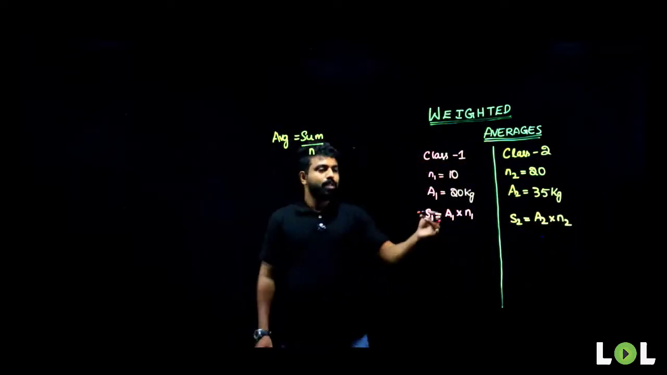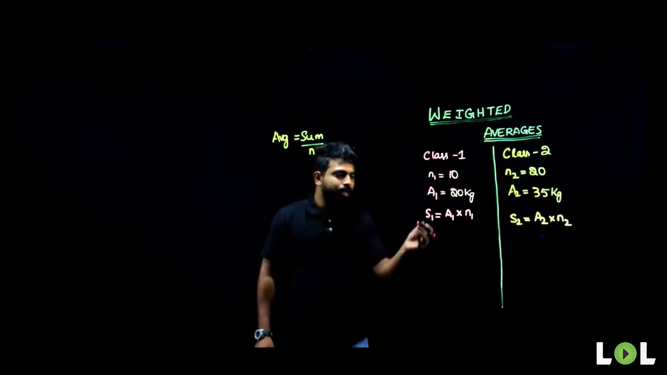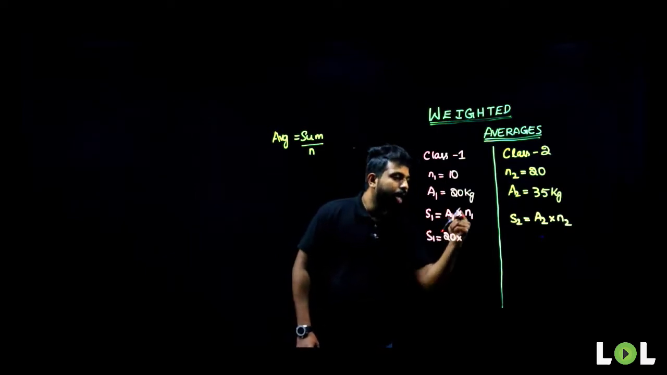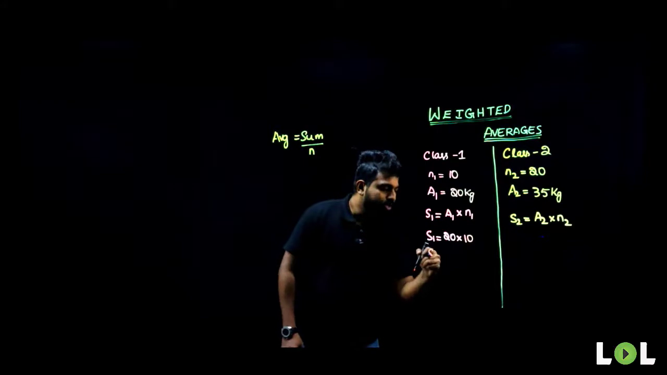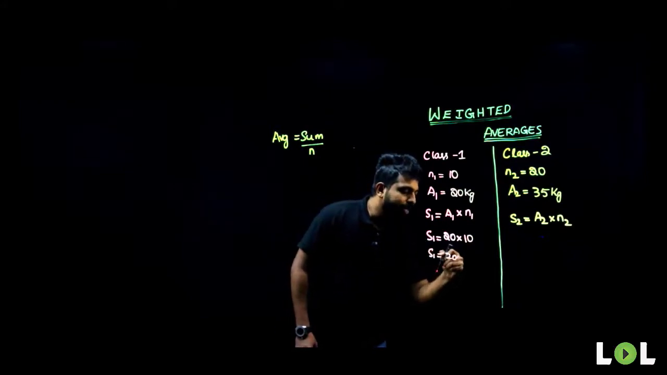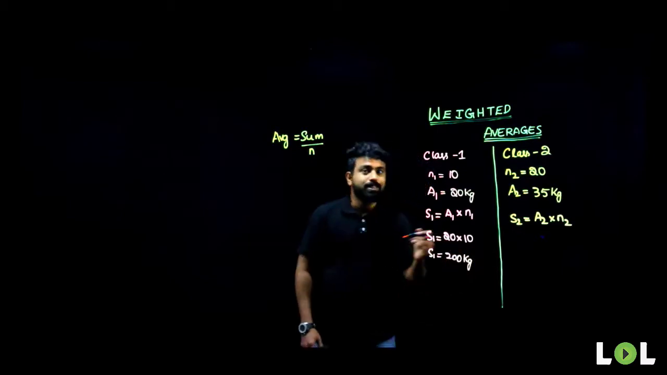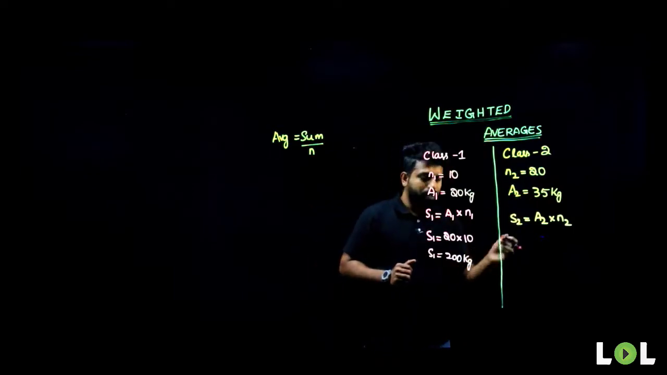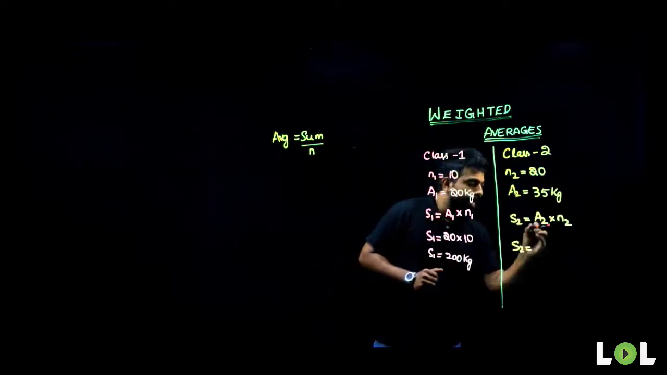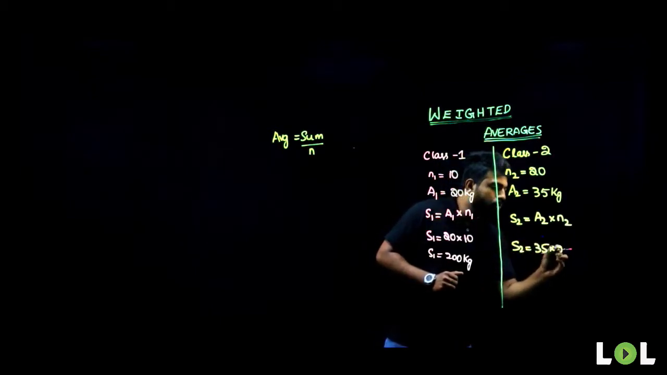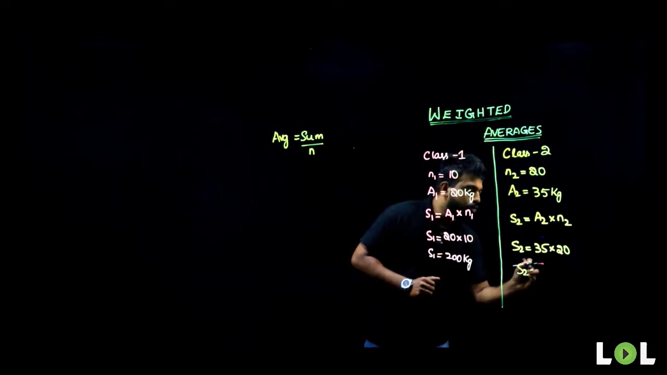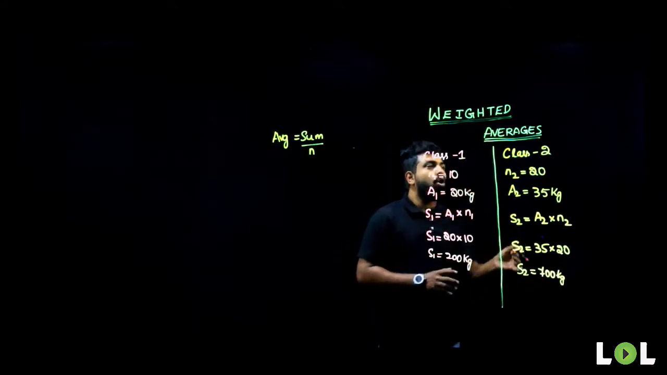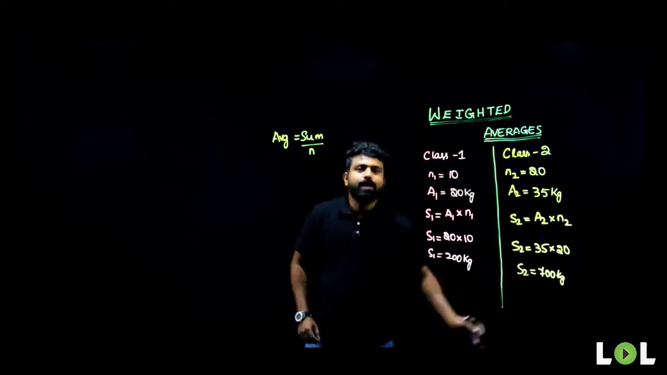So now we have got both the sums. Let me substitute the values here. What do we get? S1 will be equal to A1, that is nothing but 20, into N1, that is 10. So what will be the total sum of weights? It will be 200 kgs for my class 1. So what does this mean? It means that everyone together weighs 200 kgs. So what about class 2? Class 2 will be equal to A2, which is nothing but 35, into N2, that is 20. So what will be the value of S2? S2 will be equal to 700 kg, meaning all the students in class 2 together weigh 700 kgs.